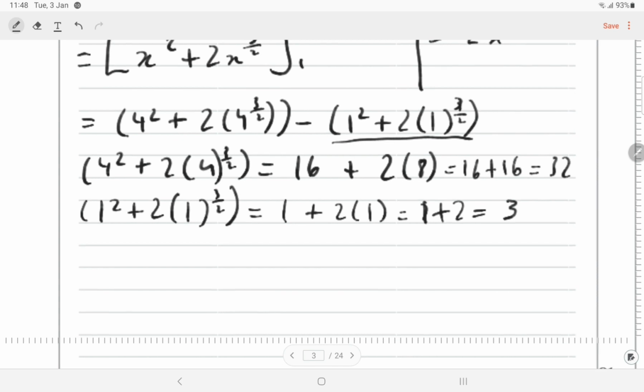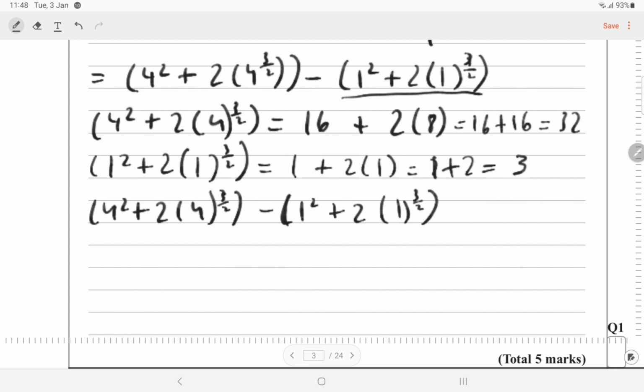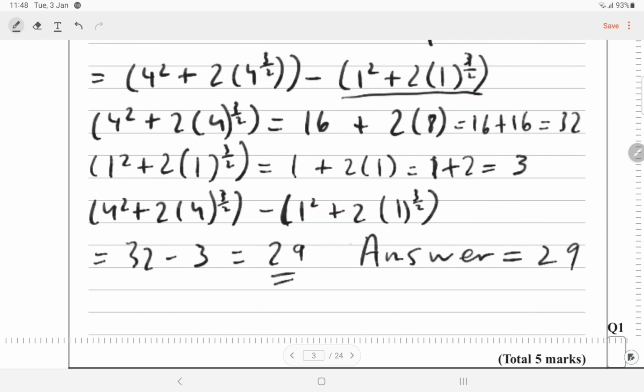So what this top expression is, 4 squared plus 2 of 4 to the power 3 over 2, minus 1 squared plus 2 of 1 to the power 3 over 2, is essentially 32 take away 3, which is 29. So our answer is 29.